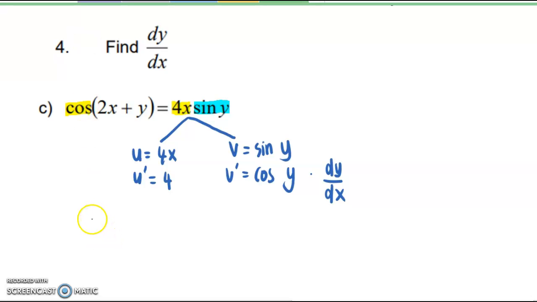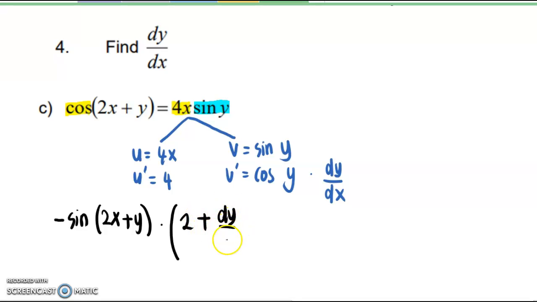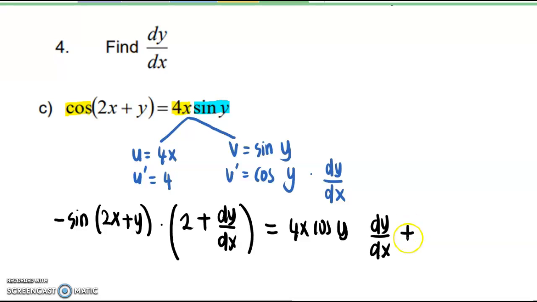Okay, then the differentiate for the left hand side. Differentiate cos, we will get negative sin. Angle remain the same, 2x plus y. And then last but not least, multiply differentiate angle. Differentiate 2x, we get 2. Differentiate y, we get dy over dx. Equals to, apply product rule, 4x cos y dy over dx plus 4 sin y.